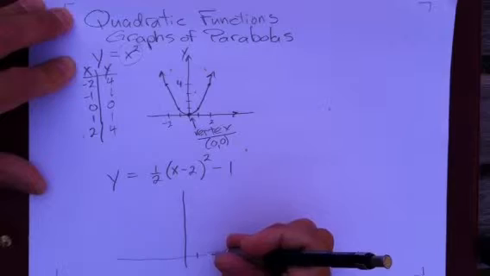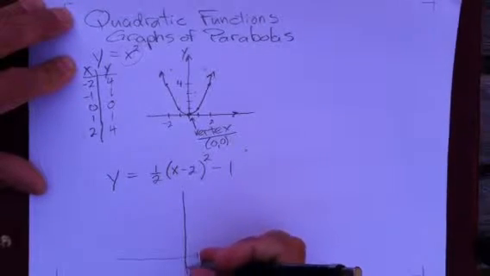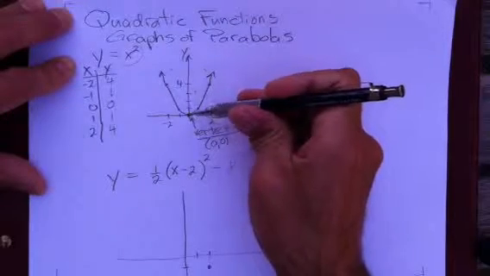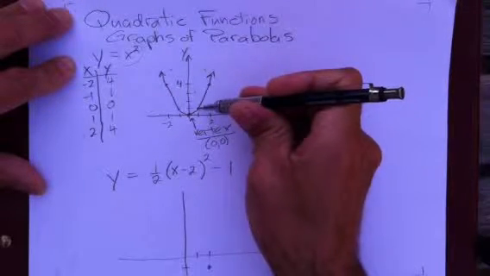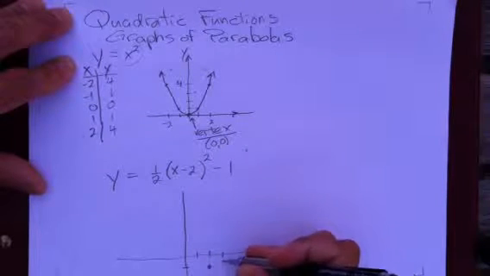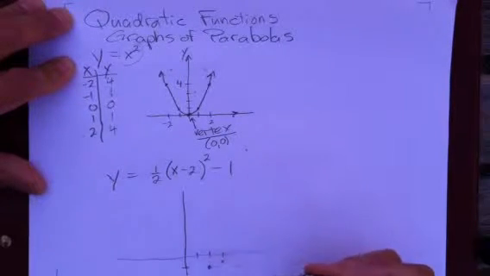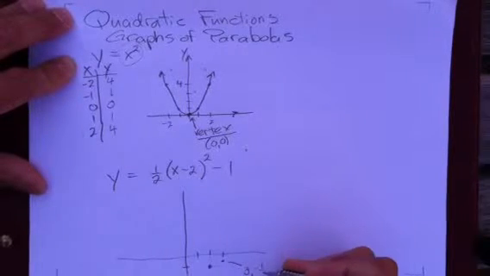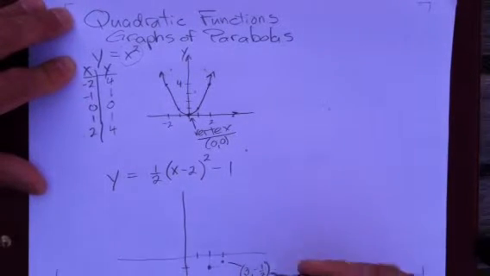So I'm going to go over 2 units and down 1. So that should be the new vertex. Now this parabola had a point right 1, up 1, but I'm compressing it. So it should have a point right 1, but only up 1/2. So I believe that point right there is going to be the point 3, -1/2. We'll test that in a minute.